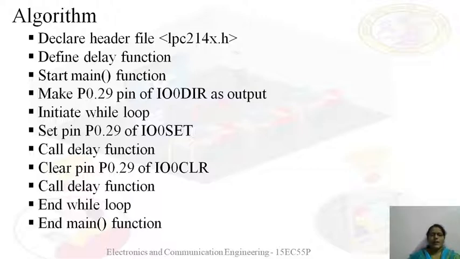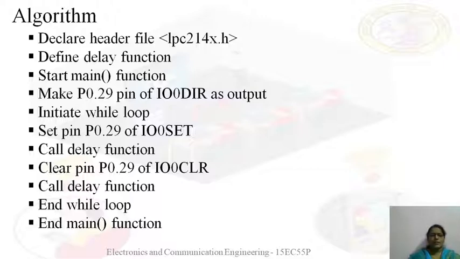Since we are writing an embedded C program, and C programs always start with the main function, start the main function. Inside the main function, set the pin P0.29 of IO0DIR as output. In our program, we are going to interface a buzzer to the port pin P0.29. Since the buzzer is an output module, this pin has to act as an output pin. So set this P0.29 pin of the IO0DIR register.